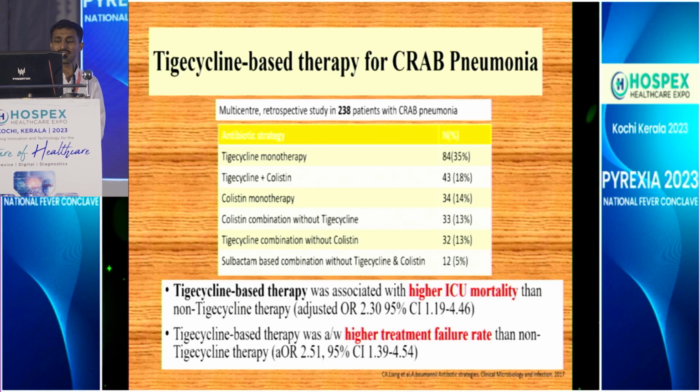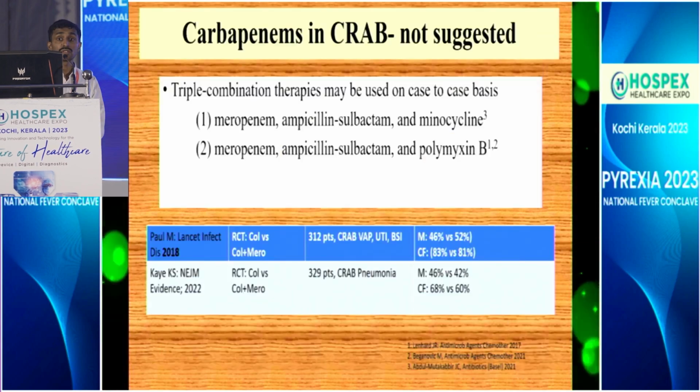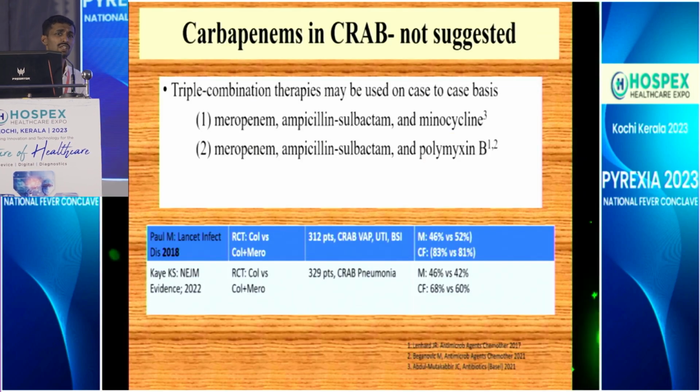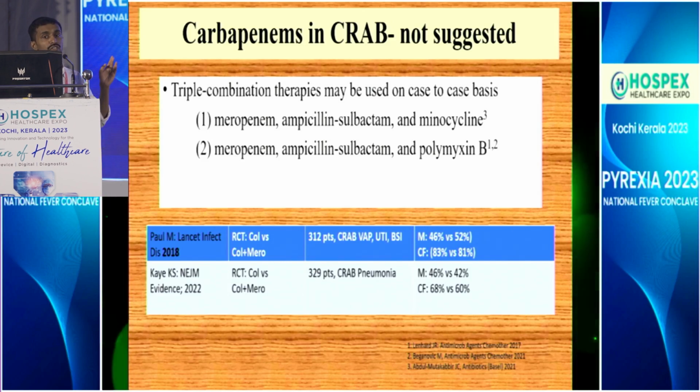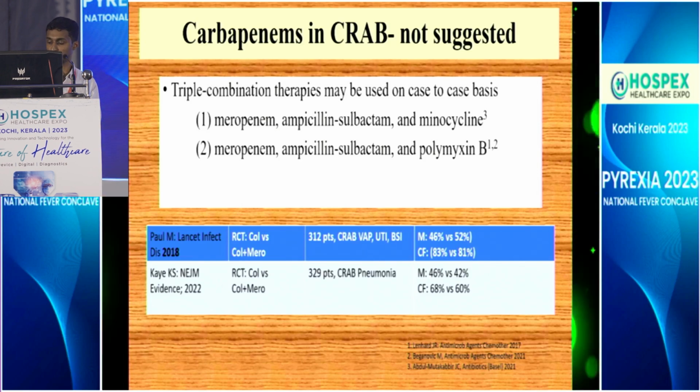These were some of the studies regarding tigecycline for Acinetobacter pneumonia, showing a higher ICU mortality and higher treatment failure rate. So, should you give meropenem if it is a meropenem resistant Acinetobacter? That is the question. You can give meropenem, but it is not a recommended thing. If you are giving it, you can give it in combination with something like colistin along with ampicillin sulbactam. This is one place where even triple drug therapy, 3 drugs for treating one infection, is recommended if it is a carbapenem resistant Acinetobacter.